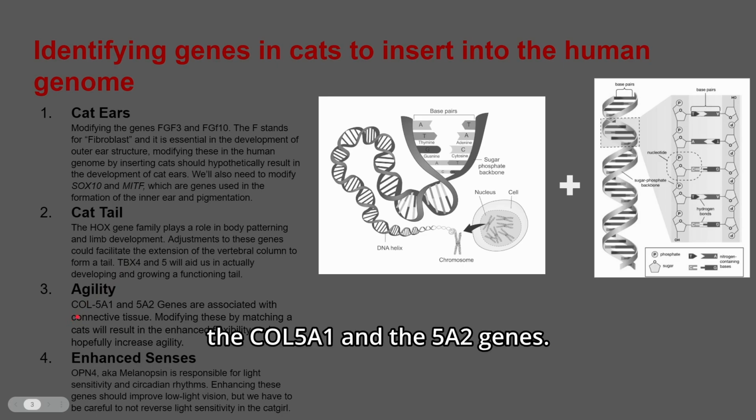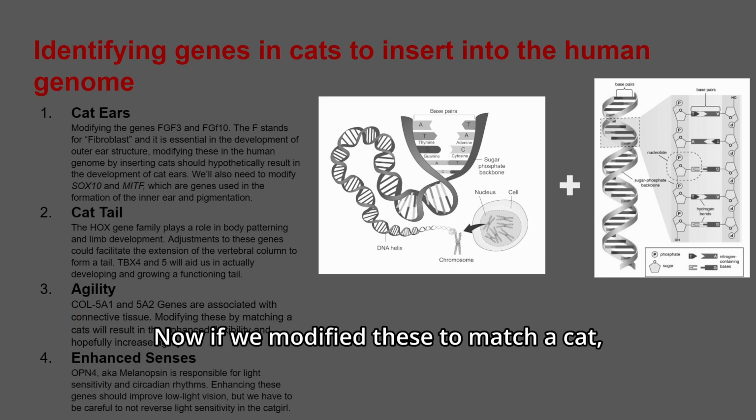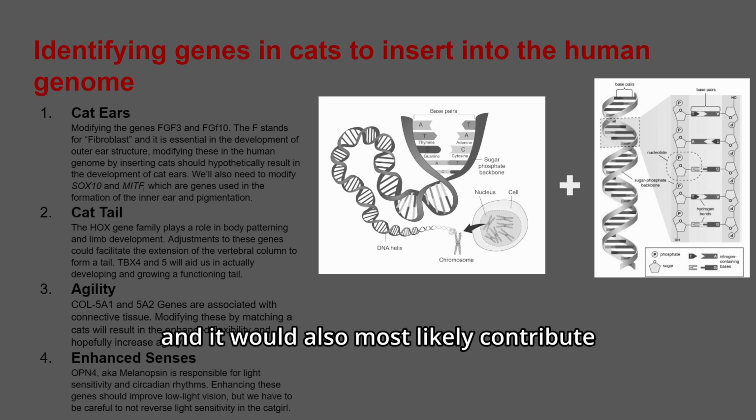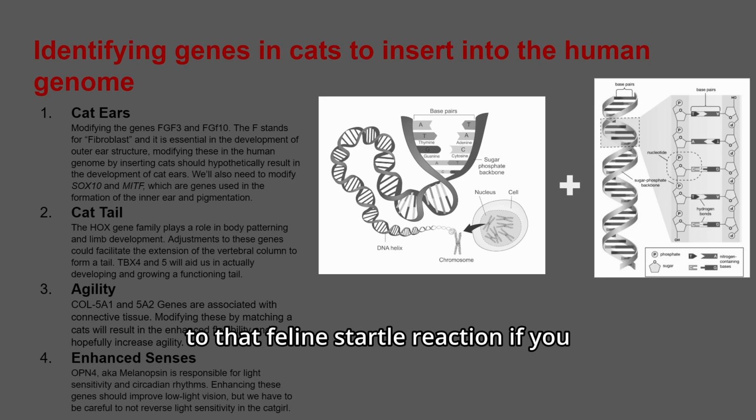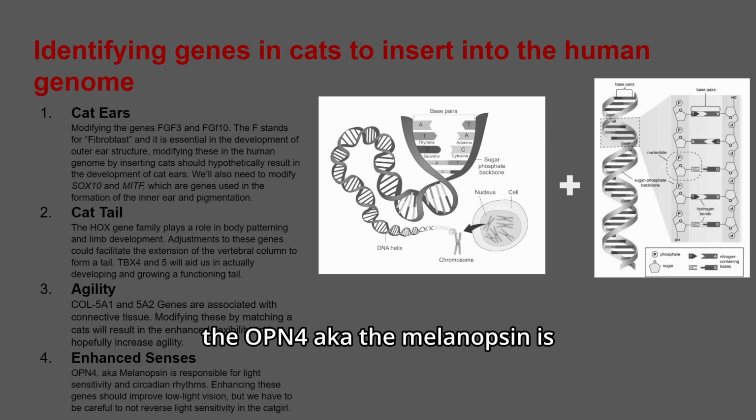So for agility, let's look at the COL5A1 and the 5A2 genes. These are associated with connective tissue. Now, if we modified these to match a cat's, it would result in the enhanced flexibility and increased agility, and it would also most likely contribute to the feline startle reaction, if you know what I'm talking about. So we get that enhanced reflexes. For senses, I'd say this is optional, but the OPN4, aka the melanopsin, is responsible for light sensitivity and the circadian rhythms. So if we enhance these genes, we should improve low light vision, but we'd actually have to be careful to not completely reverse the light sensitivity in our catgirl, which would basically mean, oh, they hate light now.